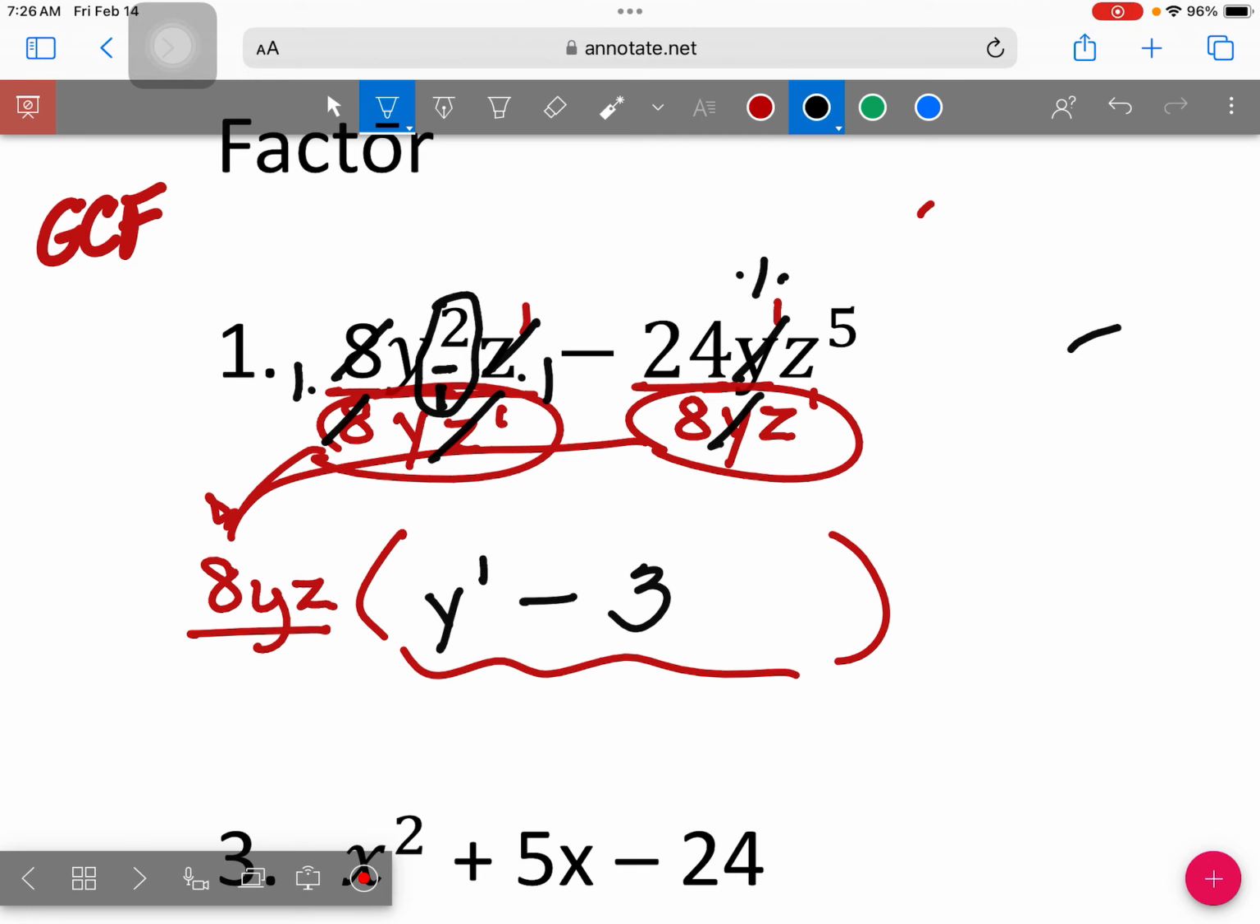Z to the fifth divided by z to the first. What is that going to be? Z to the... Jamarian, what's that going to be? Can't hear you. Z to the fifth divided by z to the first is going to be z to the fourth. Because when you divide powers that have the same base, you subtract.